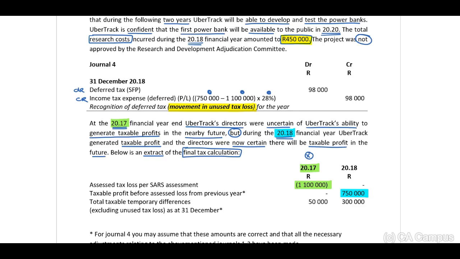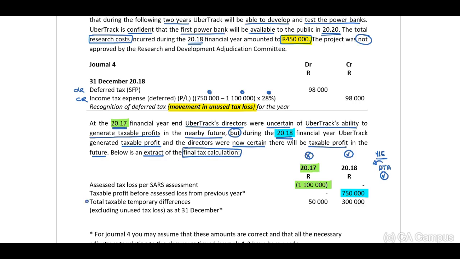But now, remember, I think it's paragraph 56, indicates to us that each year end, we need to identify if there is a deferred tax asset relating to our prior year's unused tax losses that we may recognize. Now, in 2018, there is profit. Therefore, we may recognize a deferred tax asset based on that assessed loss in 2017. But we will look at this in detail when we attempt the question.